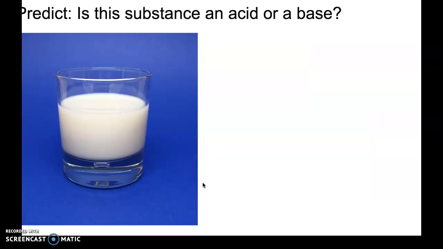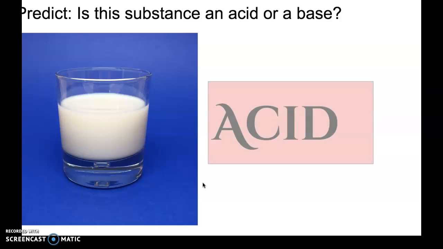What about this? We've got a glass of milk. Do we think it's acidic or basic? If you test milk, it's going to be acidic, but it's not very. It sits at about a 6 on our pH scale.